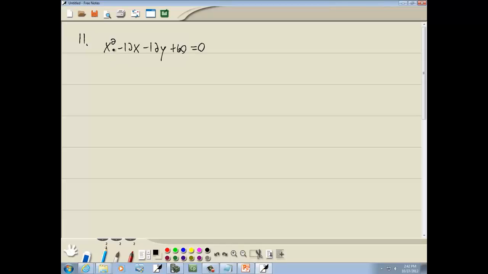Okay. Now here the square root is on the x's, so I'm going to get the x's on one side and everything else on the other side. So I got x squared minus 12x equals, I take those to the right side, it becomes 12y minus 60. Okay, and we want to complete the square on the x's. So we take the number before x, which is negative 12, times a half and squared. That gives us negative 6 squared, or 36. And then we add that to both sides.